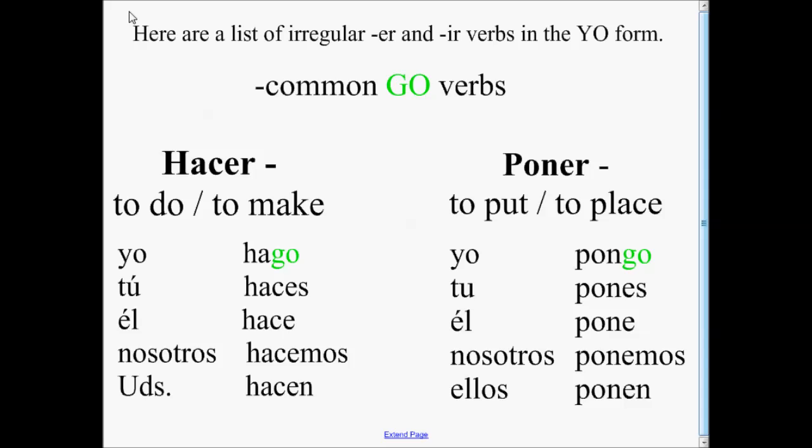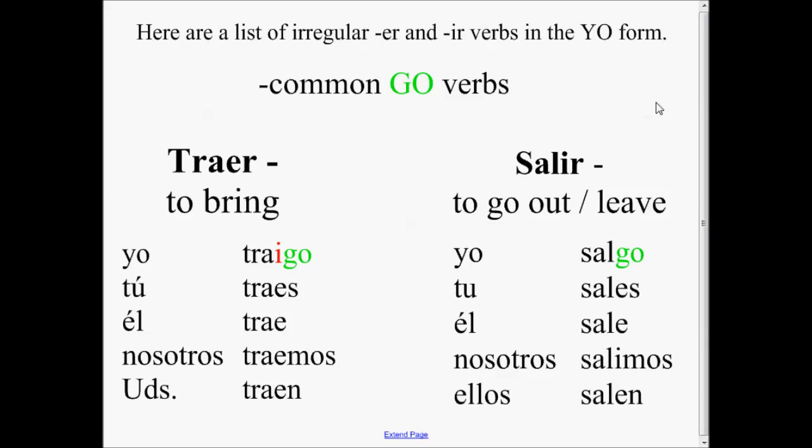Let's look at the verb poner, to put or to place. Yo pongo, tú pones, él pone, nosotros ponemos, ellos, ellas, ustedes ponen. Here is a list of more common go verbs. Traer, to bring. Yo traigo, tú traes, él trae, nosotros traemos, ustedes traen. Salir means to go out or leave. Yo salgo, tú sales, él sale, nosotros salimos, ellos salen.